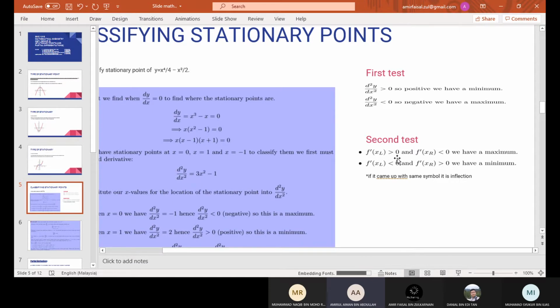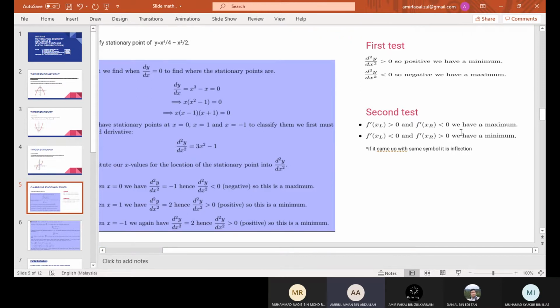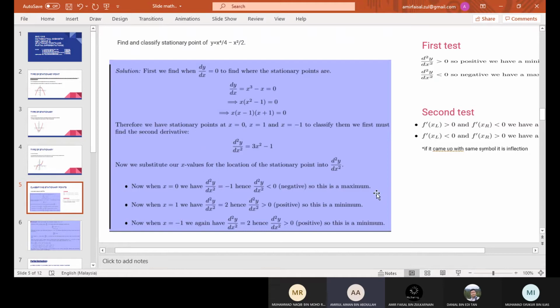Contoh nilai dia kosong kan. Kita akan ambil nilai negatif 0.5 dengan 0.5, iaitu satu di belah kiri dengan satu di belah kanan dia. Masukkan dekat function tu. Dan kita akan tengok, kalau kita ambil nilai x left lebih besar daripada kosong, x right lebih kecil daripada kosong, kita akan dapat maksimum. Kalau left lebih kecil daripada kosong, right besar daripada kosong, dapat minimum. Tapi bila simbol dua-dua sama, dua-dua lebih besar atau dua-dua lebih kecil, benda tu akan jadi inflation.